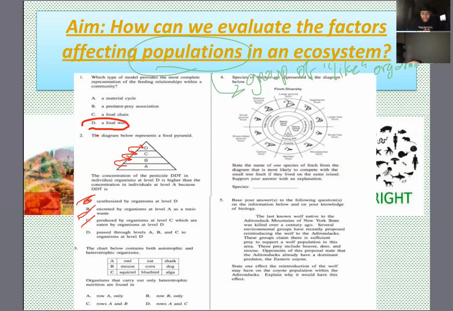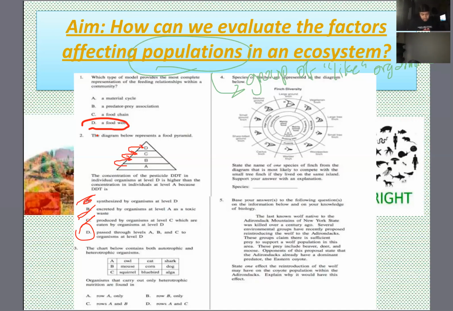Pass through levels A, B, and C to organisms at level D. That's exactly right, which is what we just spoke about. It's going to be absorbed from the soil into level A. Level A, when it gets eaten, is going to be passed to level B. When level B organisms get eaten, it's going to be passed to level C. And level D is going to have the highest concentration because it's eating level C and it's at the top of the food pyramid.